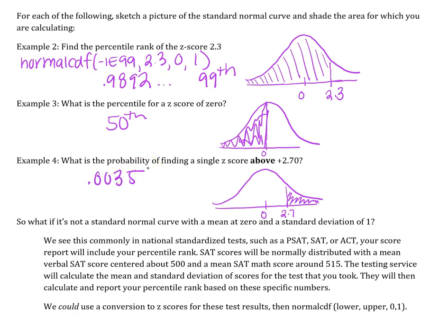So not a very high probability, which actually makes sense, because if you're 2.7 standard deviations above the mean, that's pretty close to being 3 standard deviations away from the mean, which is almost at that point on either side 100% of your data under the curve. Okay, so I just wrote the number down, but on a quiz or test I would be looking for this work. So it's 2.7, 1E99 is technically infinity, 0, 1. And that's how I got that answer.